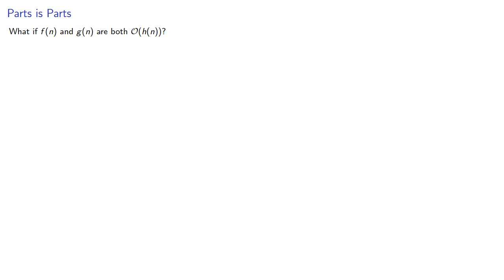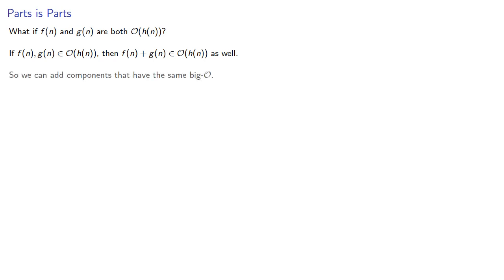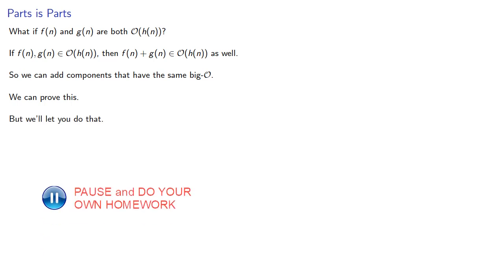What if the two parts are both big O of the same function? If f(n) and g(n) are both big O of h(n), then their sum is big O of h(n) as well. So we can add components that have the same big O. We can prove this, but we'll let you do that.